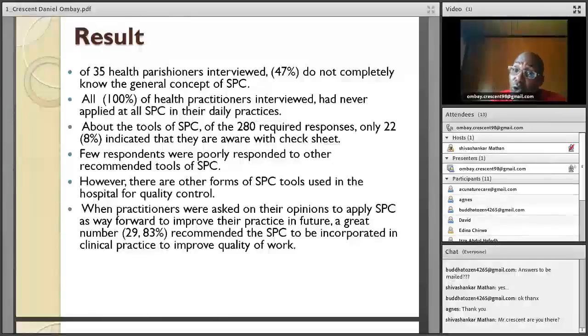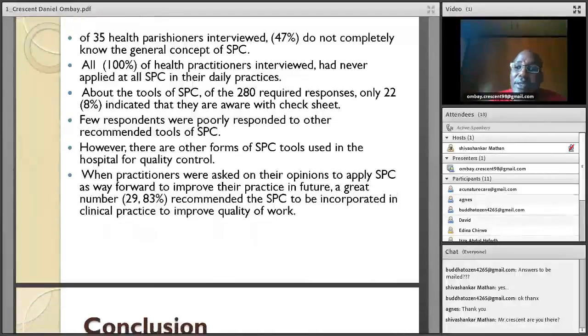About tools, when the tools of statistical process control were tested, of 28 required responses, only 22, that is 80%, indicated that they are aware of check sheets. Few respondents responded poorly on the other recommended tools of statistical process control. However, there are other forms of process control tools used in the hospital for quality control outside the ordinary ones, known as statistical process tools.